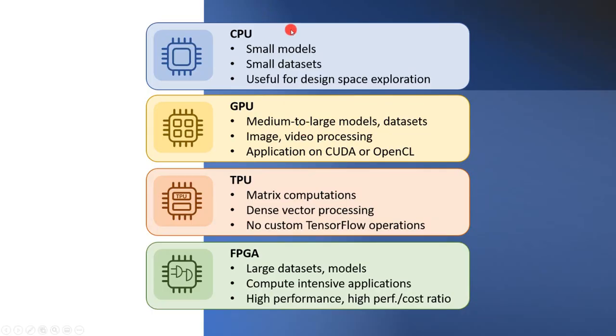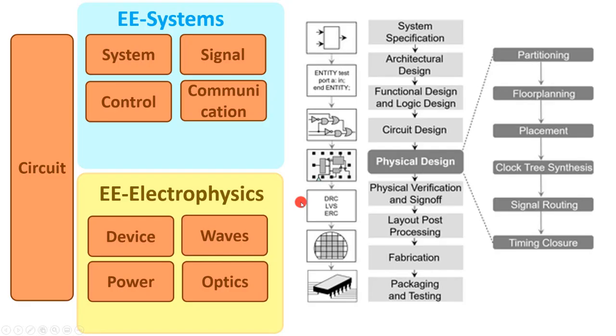So from the AI point of view, you can have CPU, GPU, TPU, and FPGA. FPGA is dedicated hardware, and CPU is a general purpose processor. GPU is graphic processor unit. TPU is tensor processing unit, dedicated for TensorFlow or tensor processing. So these are different processing units that you can use for AI.